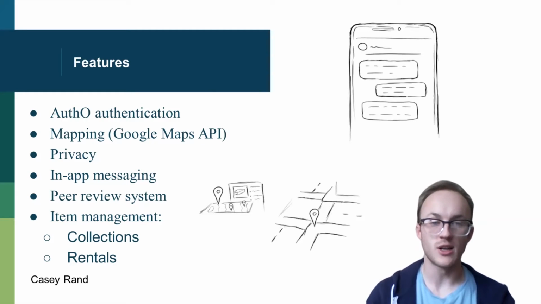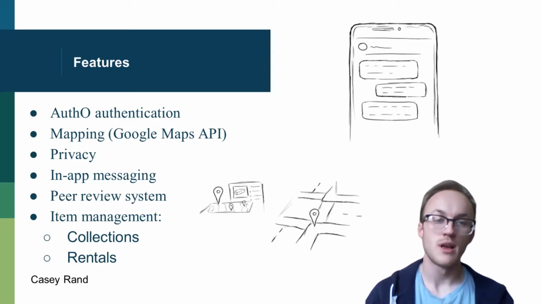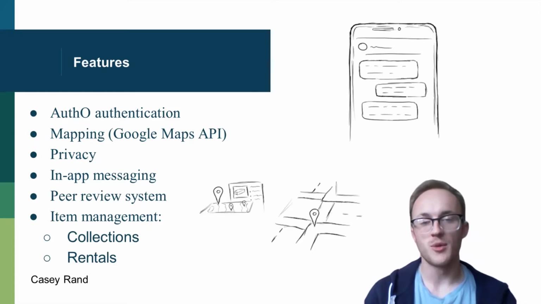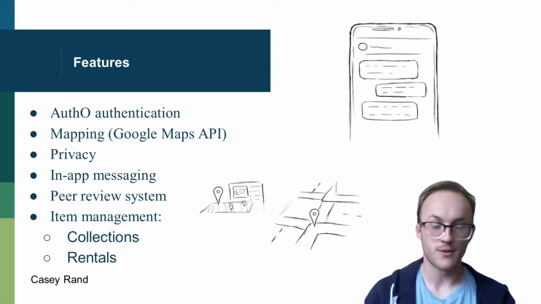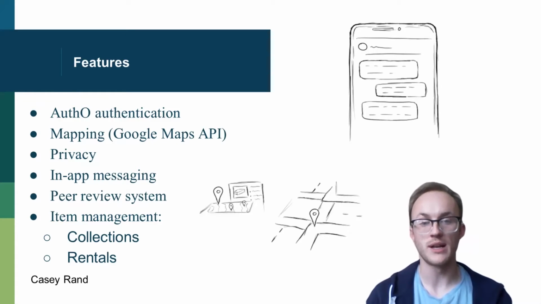We have in-app messaging, which eliminates the need for users to provide their emails or phone numbers, and a peer review system to help the community stay accountable to itself. You can keep track of your items and manage them through your collections page, or your current rentals through your rentals page.